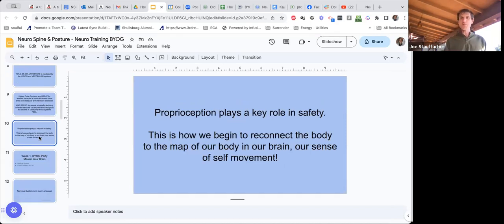So the proprioception, which I said plays a key role in safety, and I'm going to talk about this a little bit more when I explain my story and my journey here. But this is how we begin to reconnect the body and to the map of our body. Like, how does our brain see and feel and connect with our body when we're moving through space? What is our sense of movement?